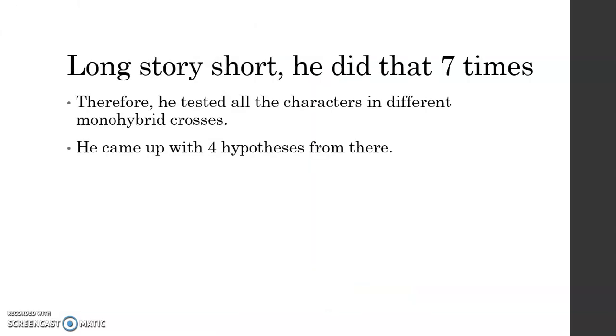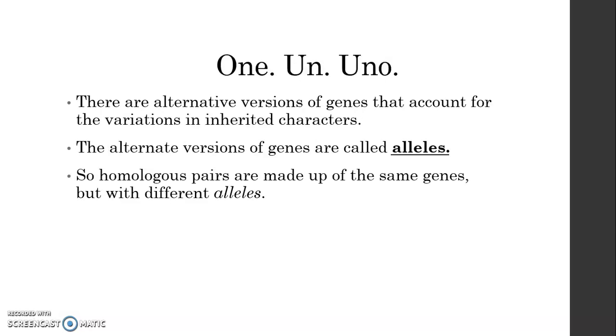Okay, so long story short, he did monohybrid crosses 7 times. He did it for all the different characters, and he was able to come up with 4 hypotheses from there. The first one is that there are alternative versions of genes that are going to account for all the variations in those inherited characters, that are going to account for the traits. Those alternate versions of genes are called alleles. You already know this. And so homologous pairs are going to be made up of the same genes, but they are going to have different alleles.